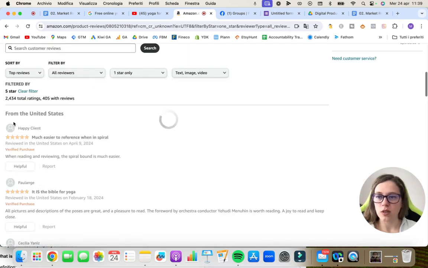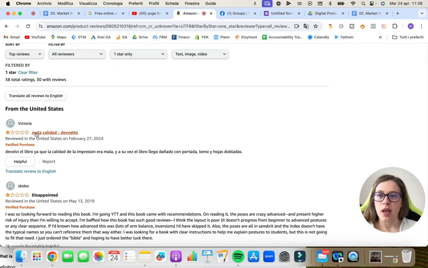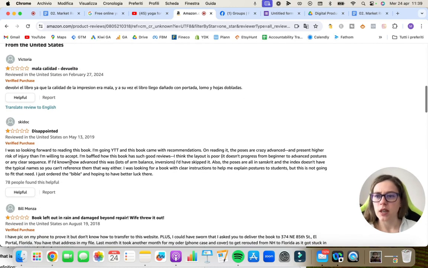And then you also check the 1-star reviews. Mala calidad, so the bad quality. I returned it. Disappointed, I was also looking forward to reading this book. This book came with recommendations on reading it. The poses are pretty advanced and present higher risk of injury than I'm willing to accept. So if you want to write an ebook or launch an online course for beginners, yoga for beginners, make sure that you really tackle a beginner target audience. Don't go too advanced, otherwise this is what you get.